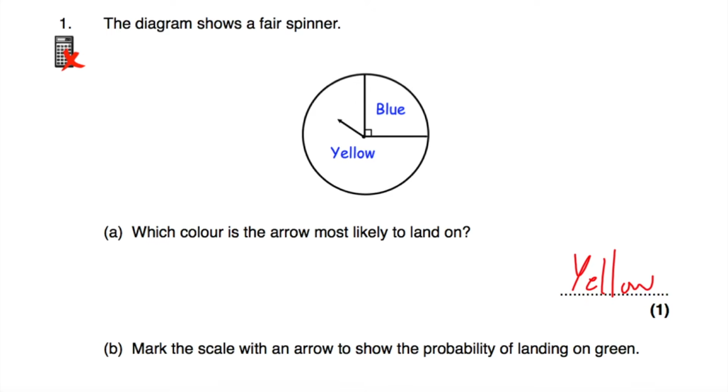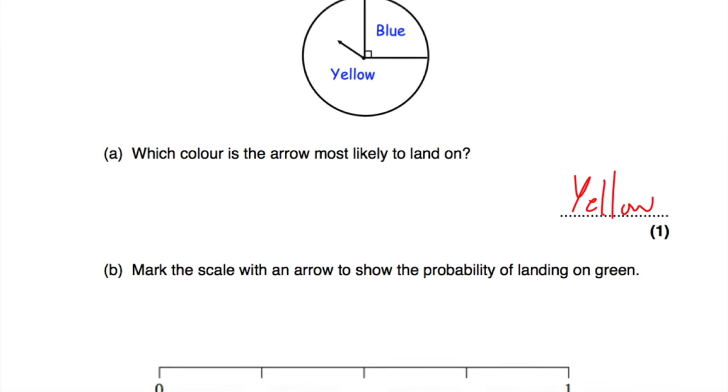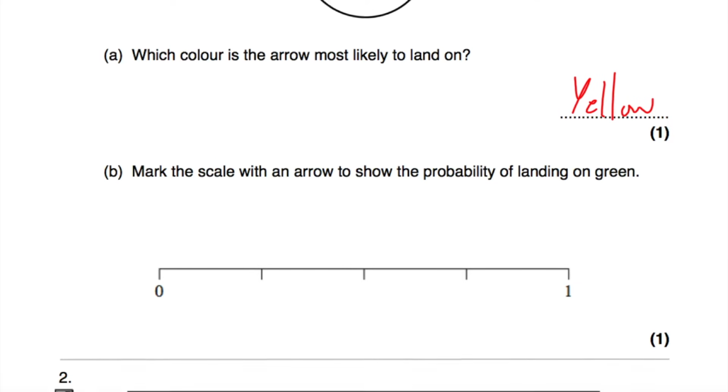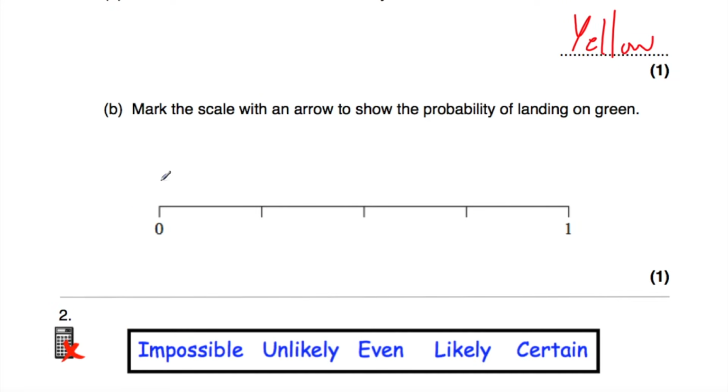And then part B says mark the scale with an arrow to show the probability of the spinner landing on green. So we've got this probability scale here with 0 at one end and 1 at the other. Remember, 0 is impossible, 1 is certain, and in the middle there would be even chance. And we want to mark where the probability would be of the spinner landing on green. Now there is no green, so it's impossible. That means that the arrow would point at 0. The arrow would point here, it's impossible. So that would be the probability of it landing on green there.